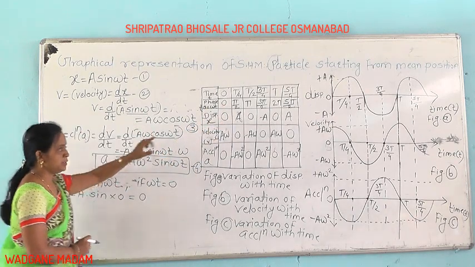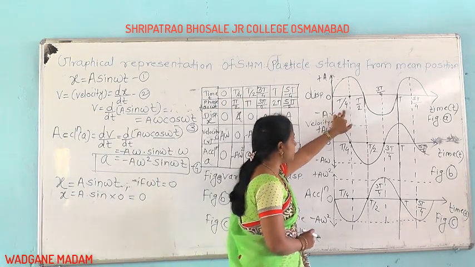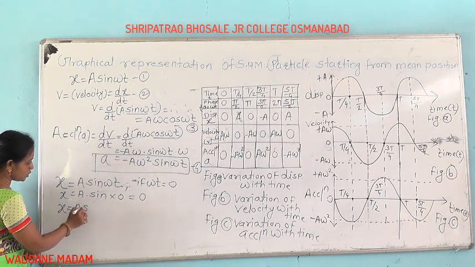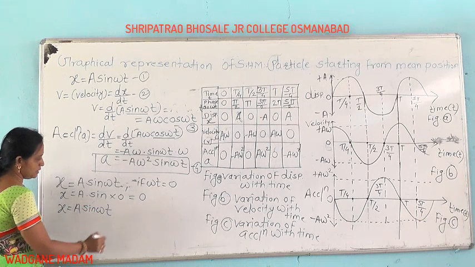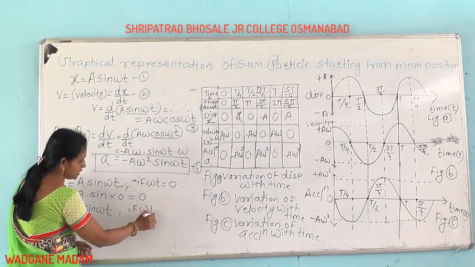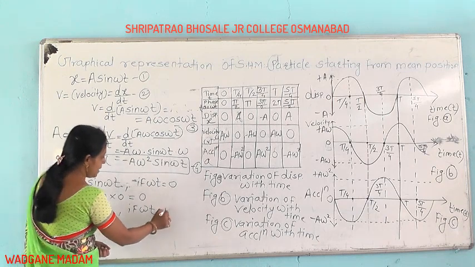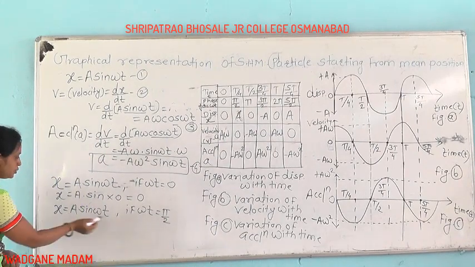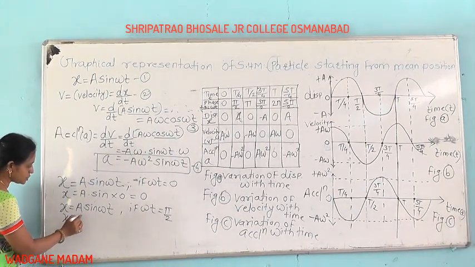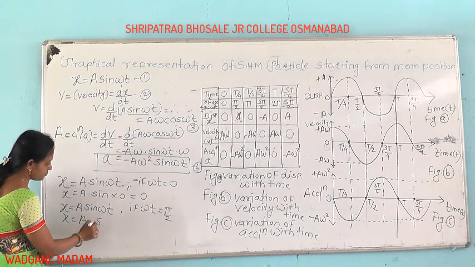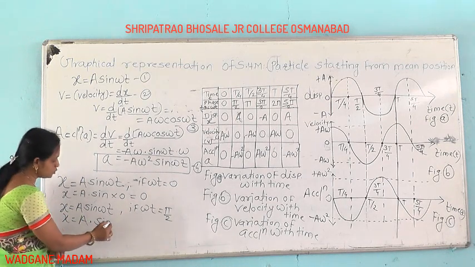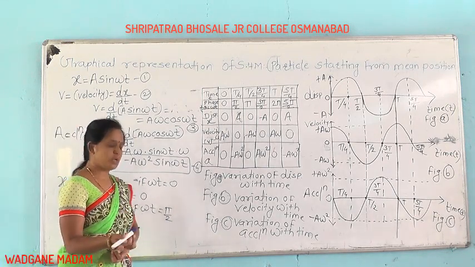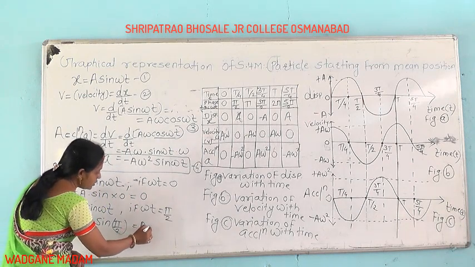After the time T by 4 and phase pi by 2, we can calculate the displacement, that is x is equal to a sin omega t. If we take omega t as pi by 2 at the time interval T by 4, then by putting this value of omega t in the expression, we get x is equal to a sin pi by 2. We know that sin pi by 2 is 1. Therefore, we get a into 1.